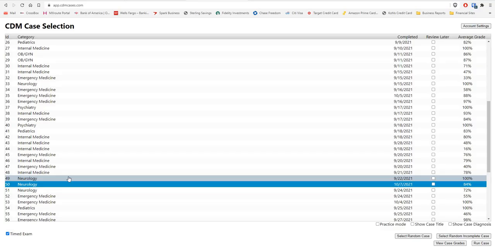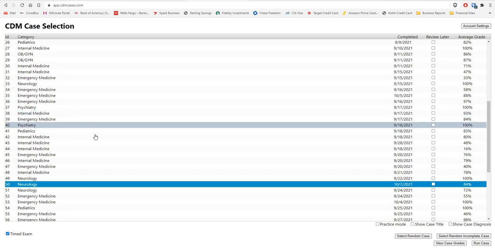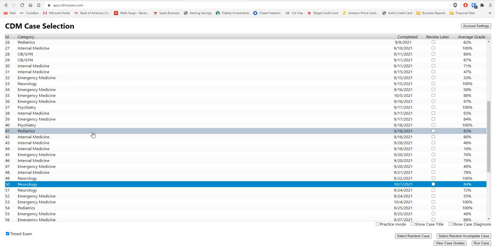CDMCases.com. Today we are going to go through a clinical decision-making case that you will be seeing about 2 sections of the day on your COMLEX Level 3 exam. In the morning, you'll have 3.5 hours of 13 cases each, separated by a break. So that'll be a total of 26 cases, and that'll count for about 25% of your total grade. So it's important not to neglect this.